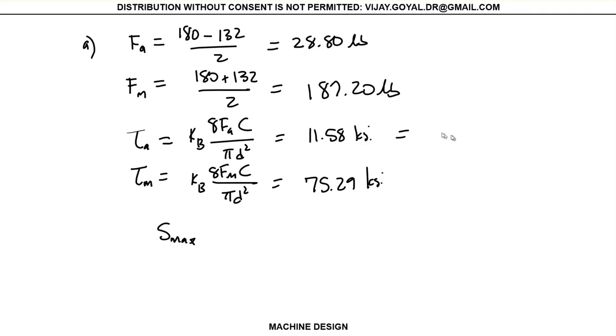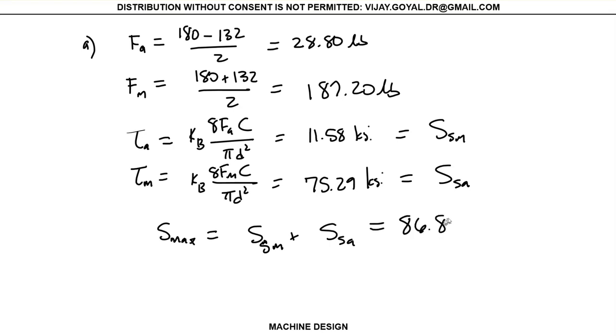This is actually equal to your SSM. This is equal to your SSA. S maximum would be SSM plus SSA, and that gives you 86.87. And the static check just shows you that this fails because this is bigger than 82.38. So it is not satisfied.